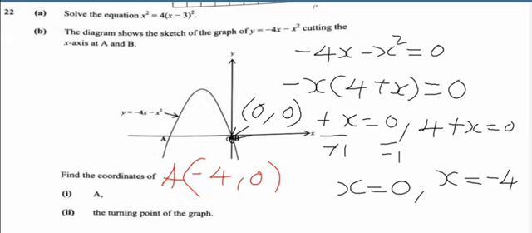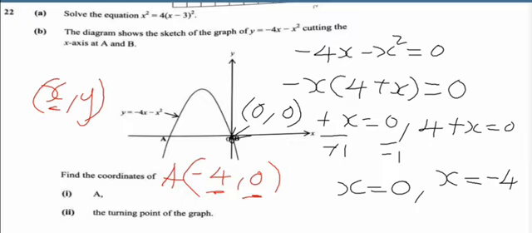Why are we saying A open bracket negative 4, 0? This is because in the x-axis, y is equal to 0. And coordinates obey the layout of x, y. Which means the value of x in this case is negative 4. Then the value of y in the x-axis is just 0. So the coordinates for A are just going to be negative 4, 0. That's all. Then the last one, which is Roman numeral number 2.